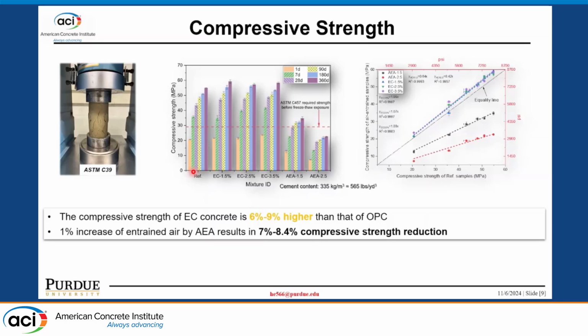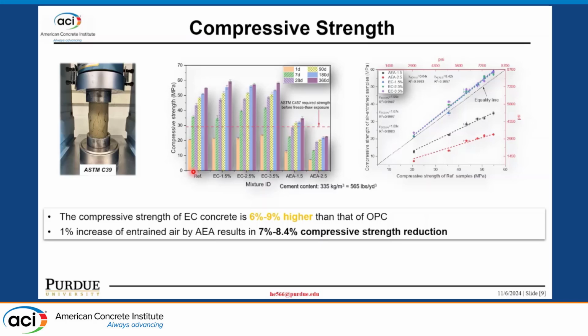And another very interesting thing is, according to ASTM C57, the strength for concrete to be exposed to freezing attack is 4,000 psi. For the reference concrete, we can see it reached this compressive strength at around 7 days. However, for the AEA concrete, AEA 1.5, it needs about 90 days to reach this compressive strength. And with higher AEA dosage, the strength is lower.